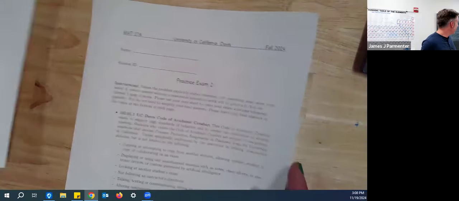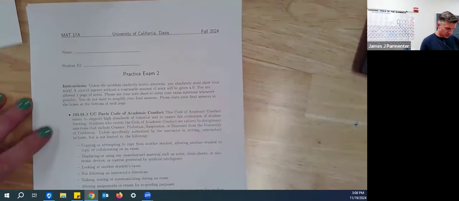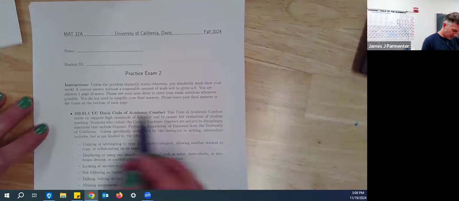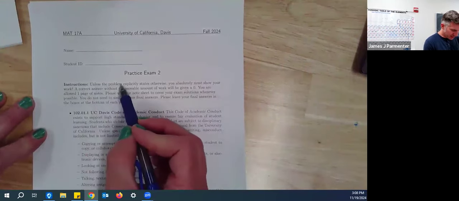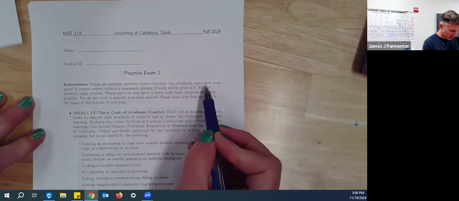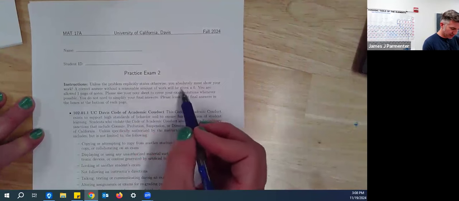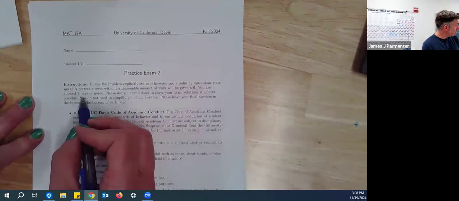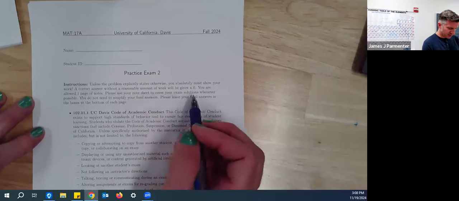Actually, I should point out this first page because I do think there's a couple things worth making sure that you read through. Specifically the instructions. Unless the problem explicitly states otherwise, you absolutely must show work. A correct answer without a reasonable amount of work will be given a 0. You are allowed 1 page of notes. That's nice. Please use your note sheet to cover your exam solutions whenever possible.